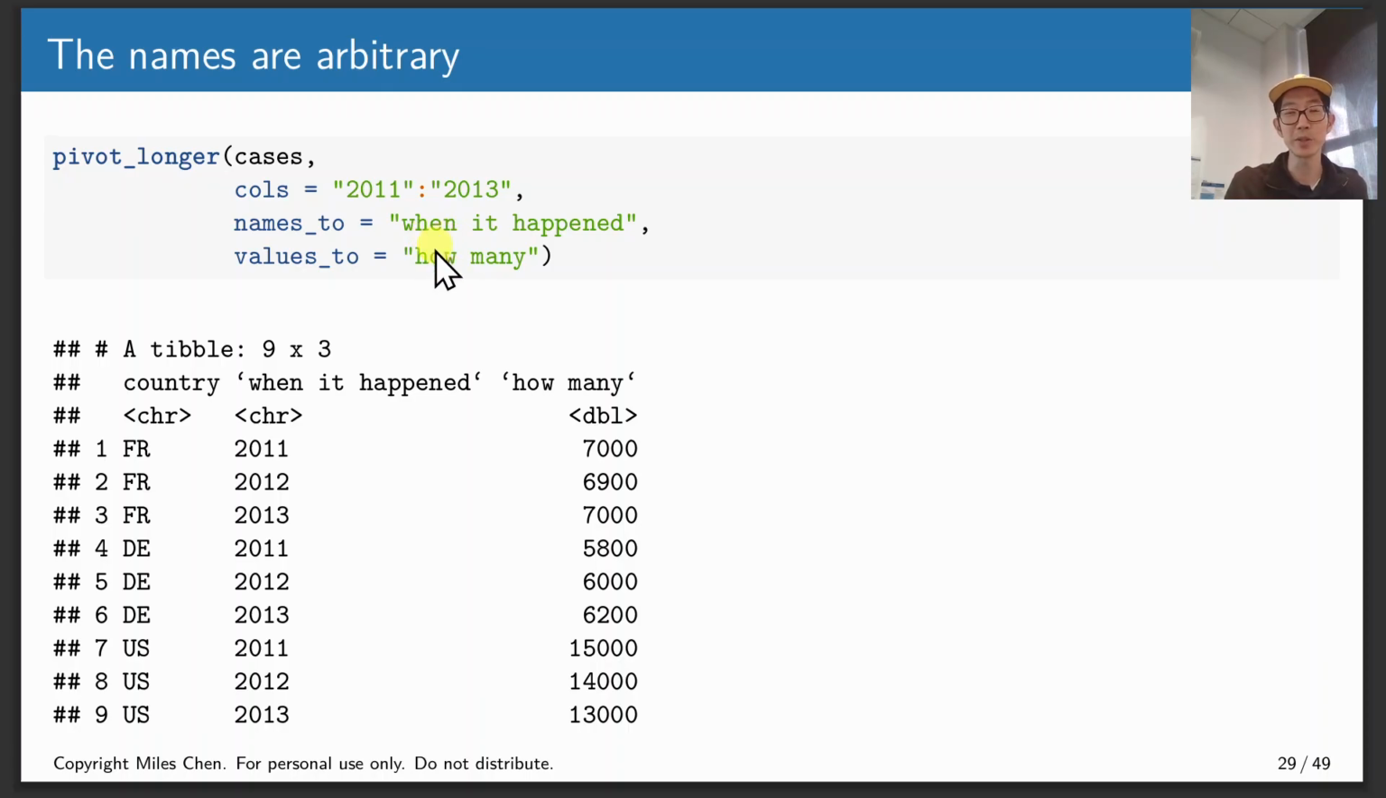This would be a terrible name to use for your columns. Don't put spaces in your column names, okay? Because anytime you want to reference that column, you have to use backticks in order to reference the column, right?